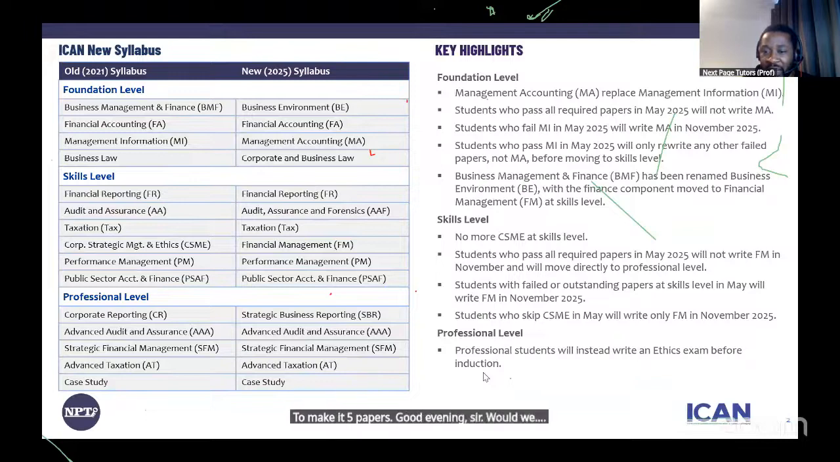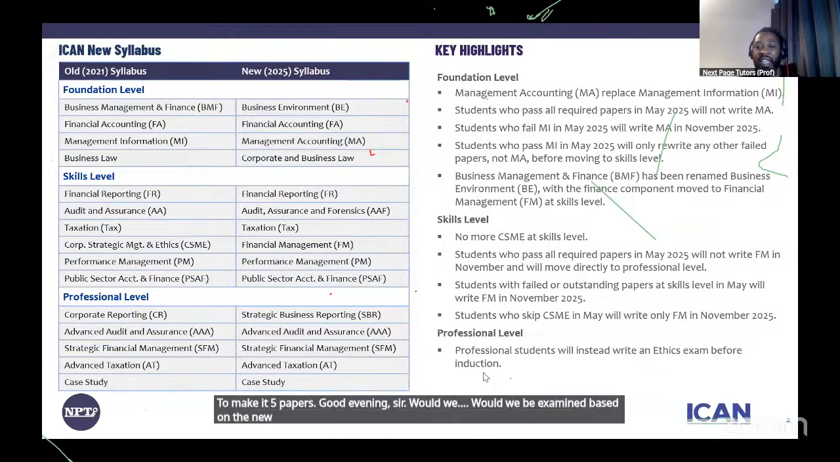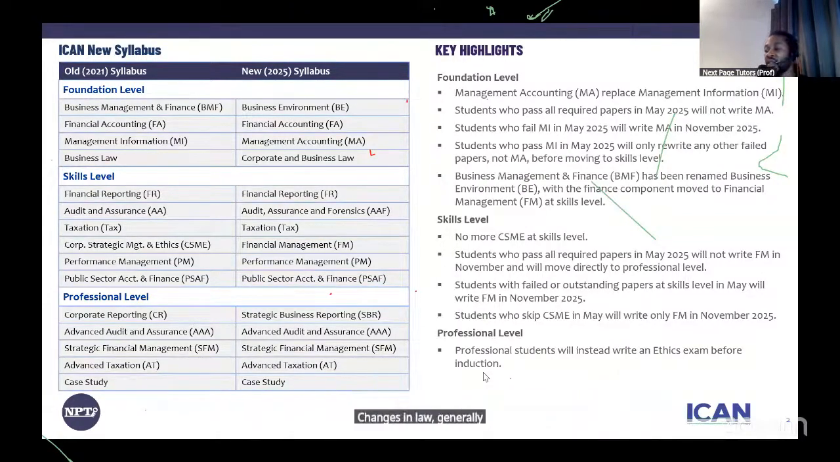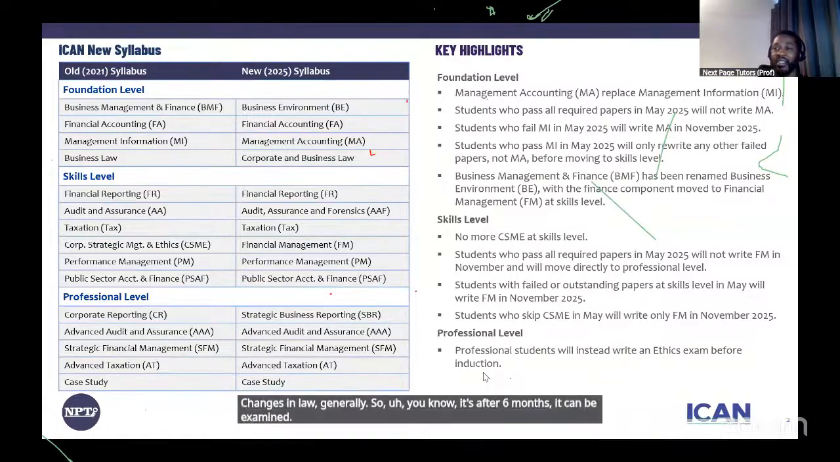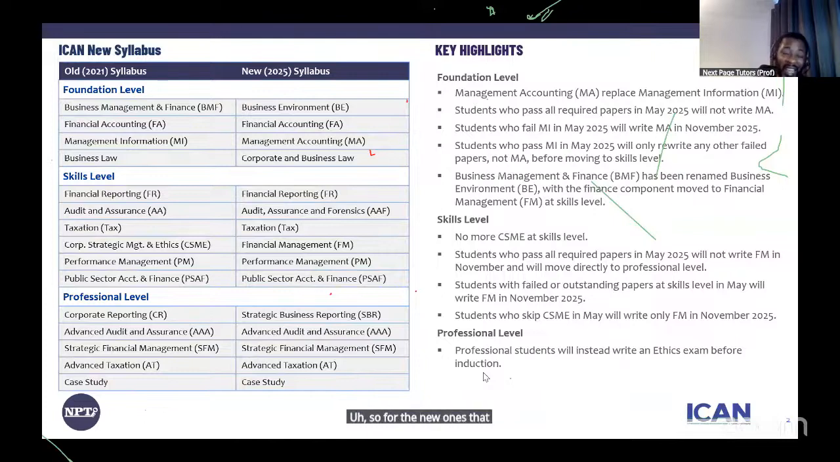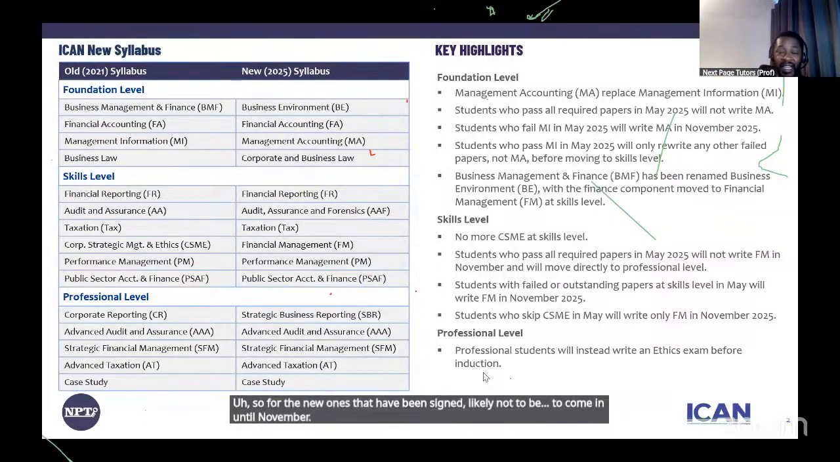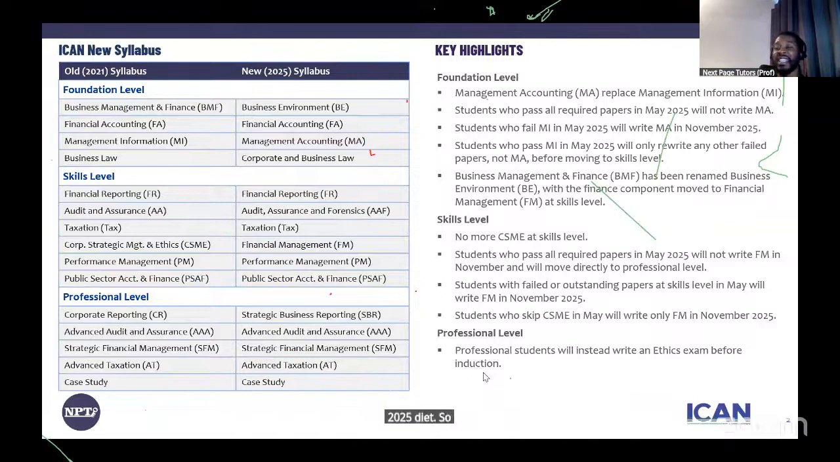Would we be examined based on the new tax rate change? Yeah, so there are ways to examine tax rates. Tax changes in law generally, after 6 months, can be examined. So for the new ones that have been signed, likely not to come into the November 2025 diet. But there are changes that have happened before now that you also need to be aware of.